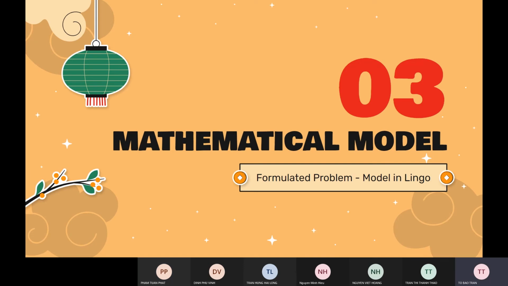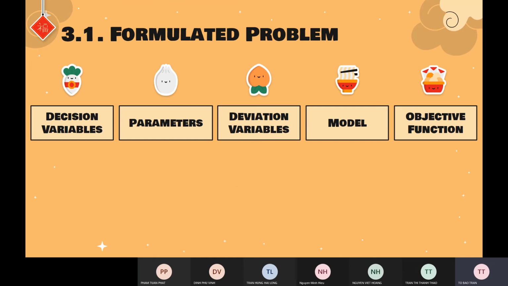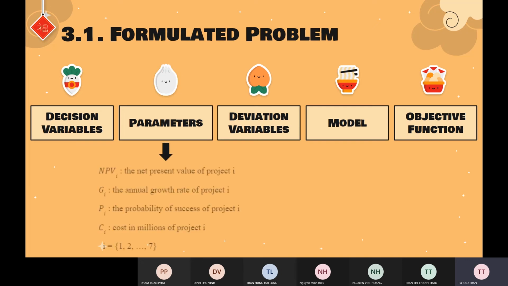Section 3 is about the mathematical model, and this has two parts. First, the formulated problem. The decision variable is binary: equal to 1 if the project is chosen and 0 otherwise. Next, we define our parameters. NPV is the net present value of the project. G is the annual growth rate of the project. P is the probability of success of the project. C is the cost in millions of the project. And i goes from 1 to 7.